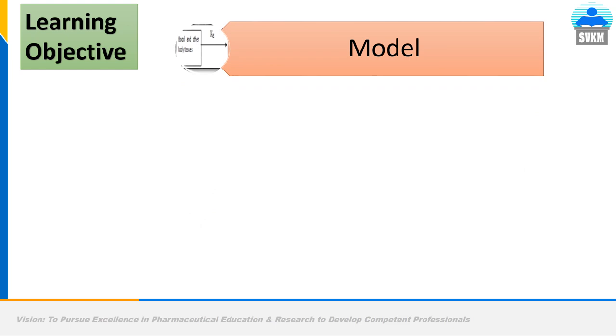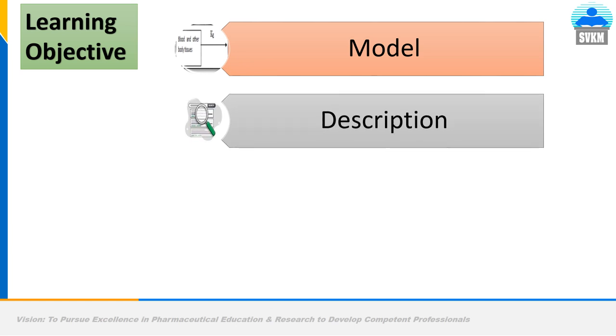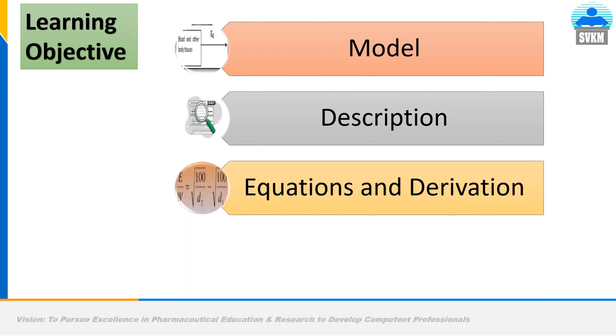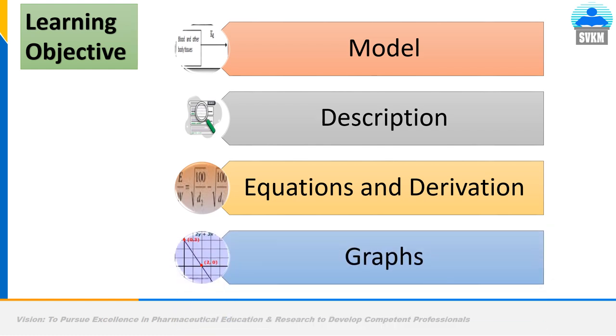Learning objectives. After completion of this video, the student should be able to learn about the different pharmacokinetic models like compartment model, non-compartment model, mammillary and catenary models; the descriptions involved in the one compartment open model for IV bolus; the equations and derivations used to estimate the different pharmacokinetic parameters in IV bolus; and the graphical representation of different parameters to show the different rate and order of reaction.